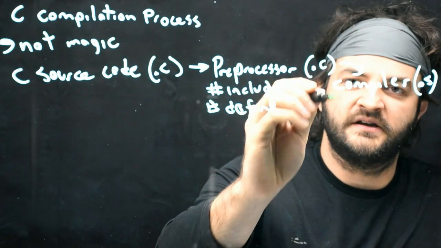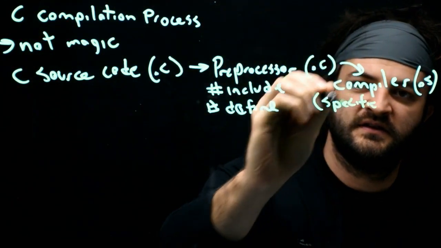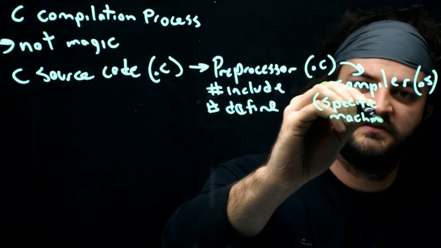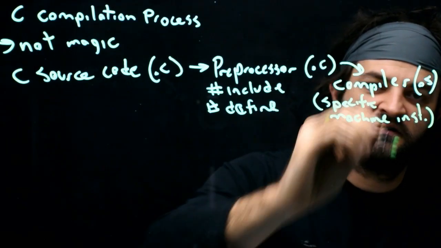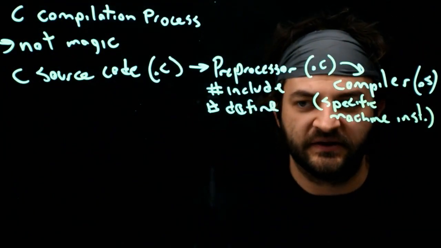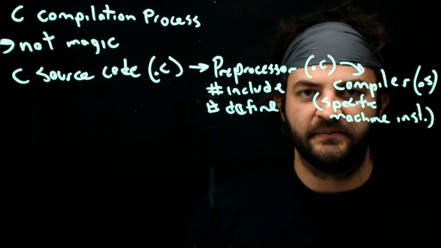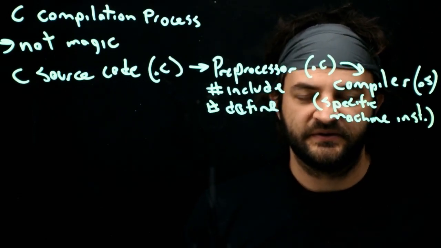So we call these specific machine instructions. But it's still human readable. We can open the .s file and we can see what the assembly commands mean. And if we went and read the manual for our CPU, we could actually figure out what those things do.